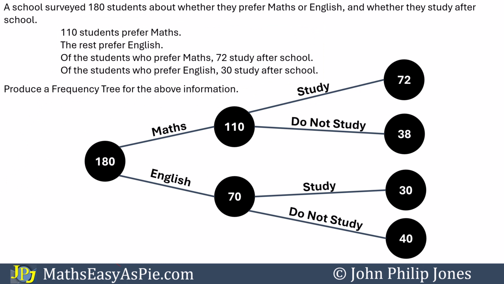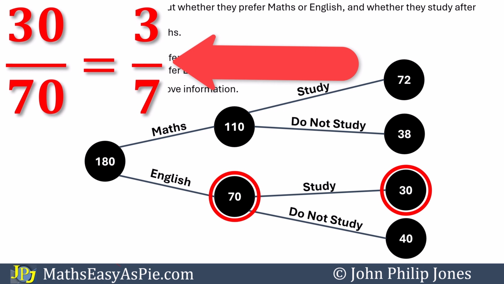For example, if you wish to calculate the fraction of students who prefer English that study after school, then you can identify the two numbers needed for that. It's this 30 and this 70. And you simply put 30 on the top of the fraction and 70 on the bottom of the fraction, and then you cancel it down to 3/7. And you can see the result floating into place.